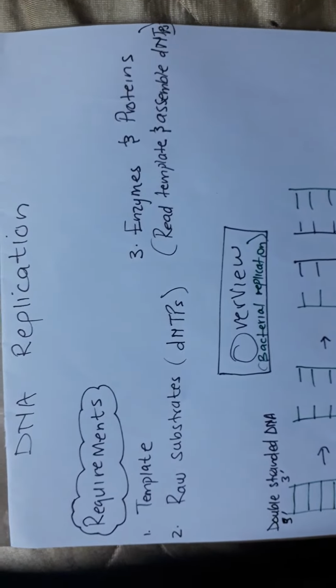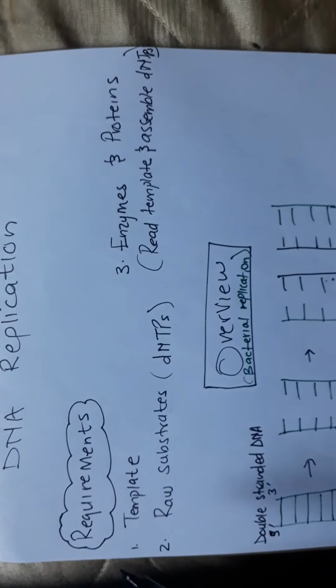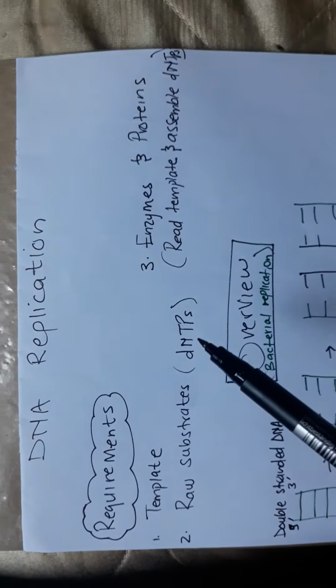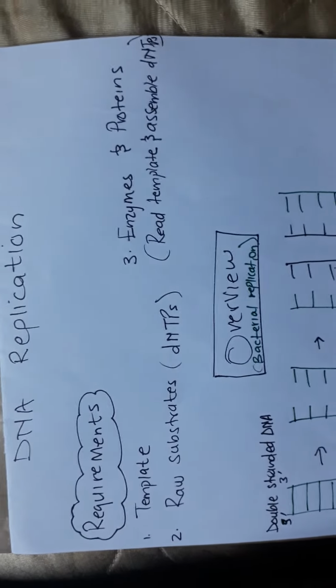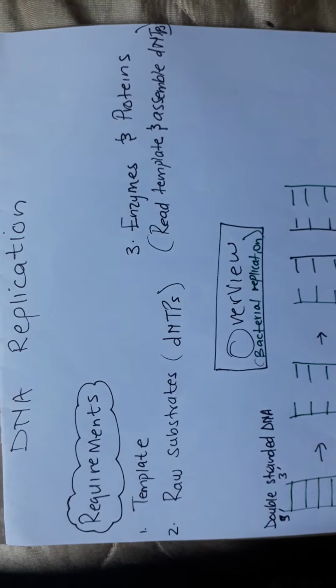DNA replication. For DNA replication, we firstly need the template, raw substrates, which are deoxynucleotide triphosphates (dNTPs), and enzymes and proteins, which help us template and assemble dNTPs.